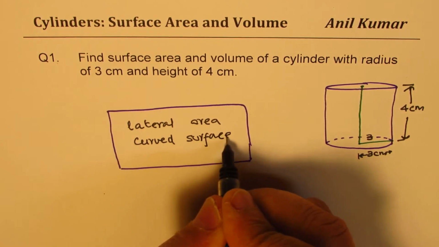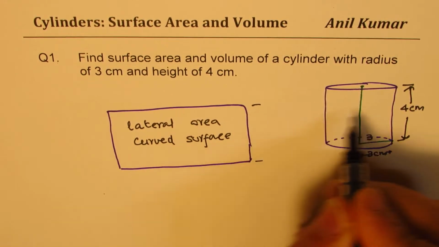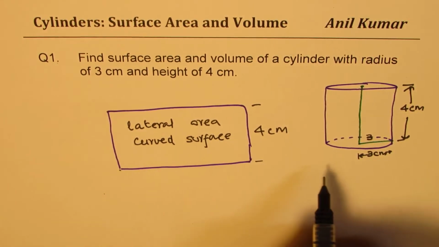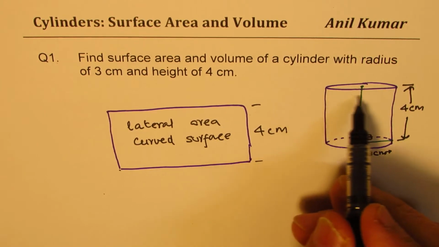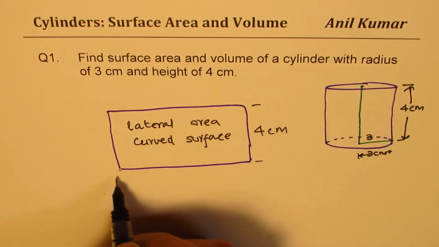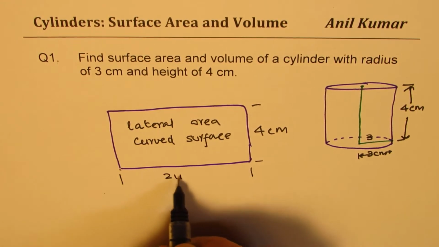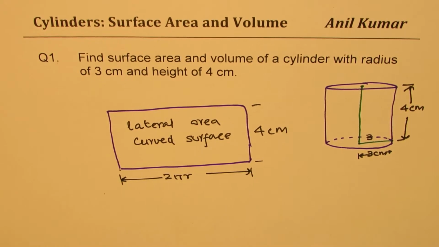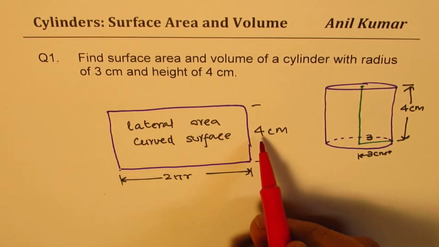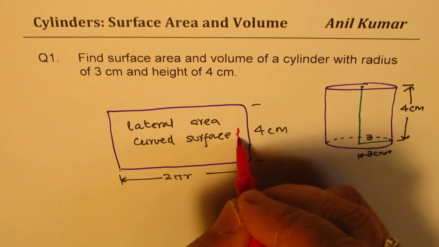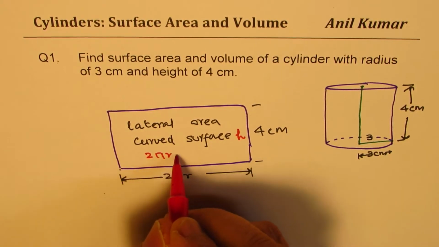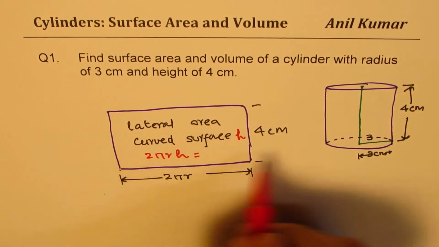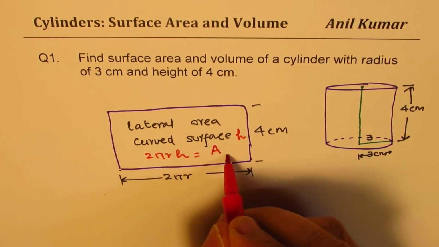Some terms which will normally be used. And if you cut open, this height will remain as 4 centimeters. However, this length will be equal to how much? 2 pi r, since that is the circumference of a circle. So this length from here to here will be 2 pi r, correct? The circumference of the circle. And that will give you an area. When you multiply this 2 pi r with height h, you get 2 pi r h, correct? So that becomes one of these areas, right? This is the lateral area. Let me call it AL.